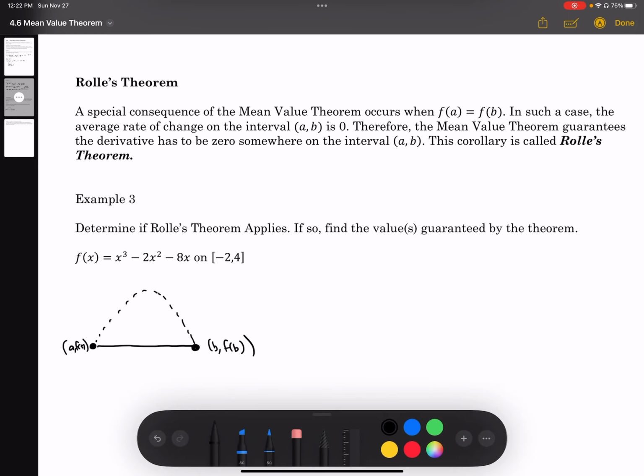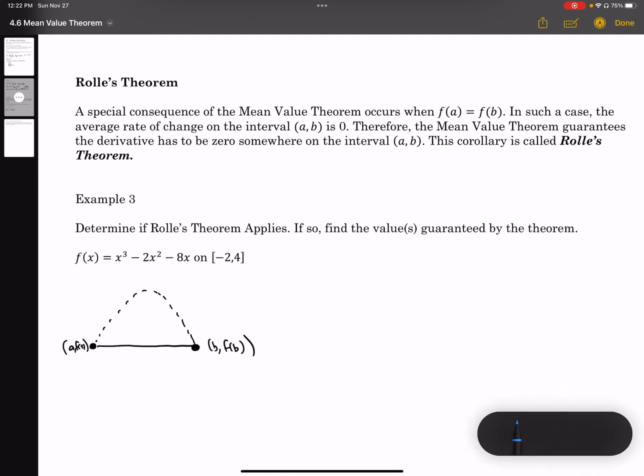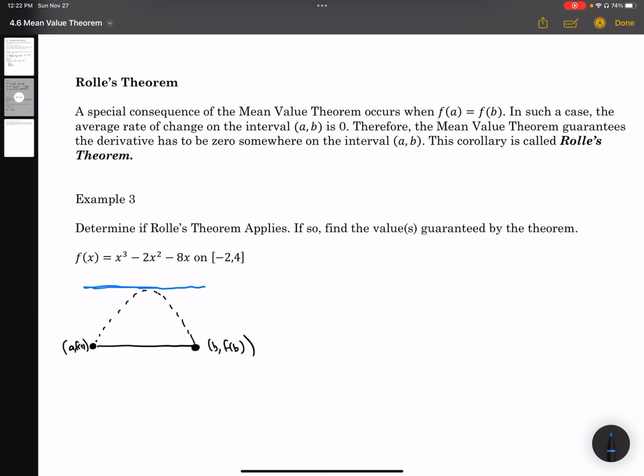Now the mean value theorem tells us that there's a tangent line somewhere that has the same slope as the secant line. In this case, since the secant line has a slope of zero, what Rolle's theorem is going to tell us is that the derivative has to be zero somewhere inside the interval. So it's just a special case of the mean value theorem. So for example 3, we want to check if Rolle's theorem applies for this function. And the only time Rolle's theorem is going to apply is when the function values at the endpoints are the same. If not, then you can just apply the mean value theorem.